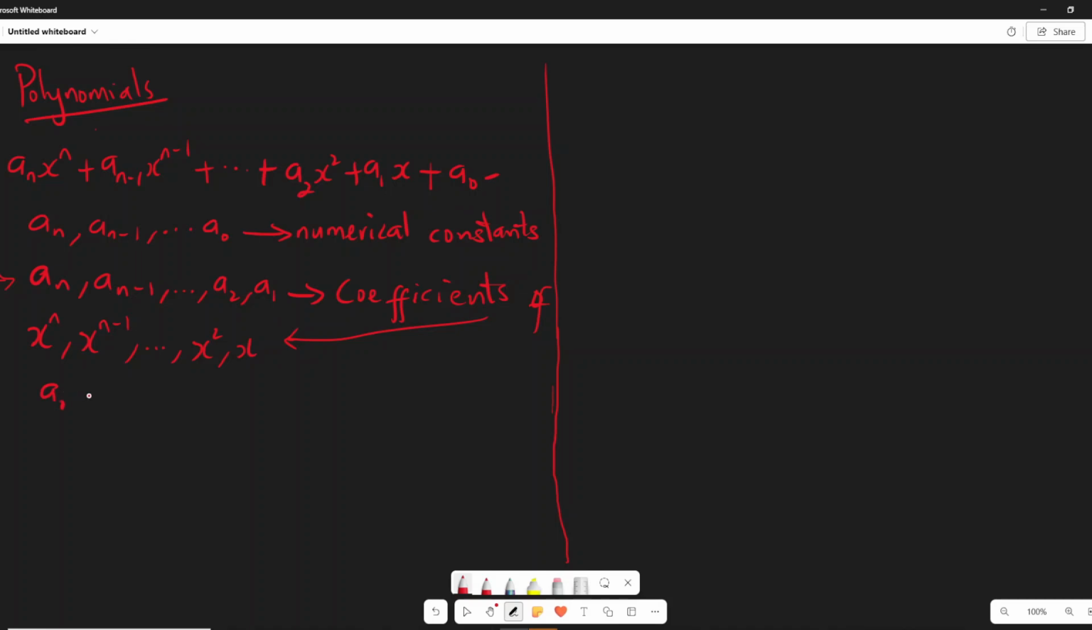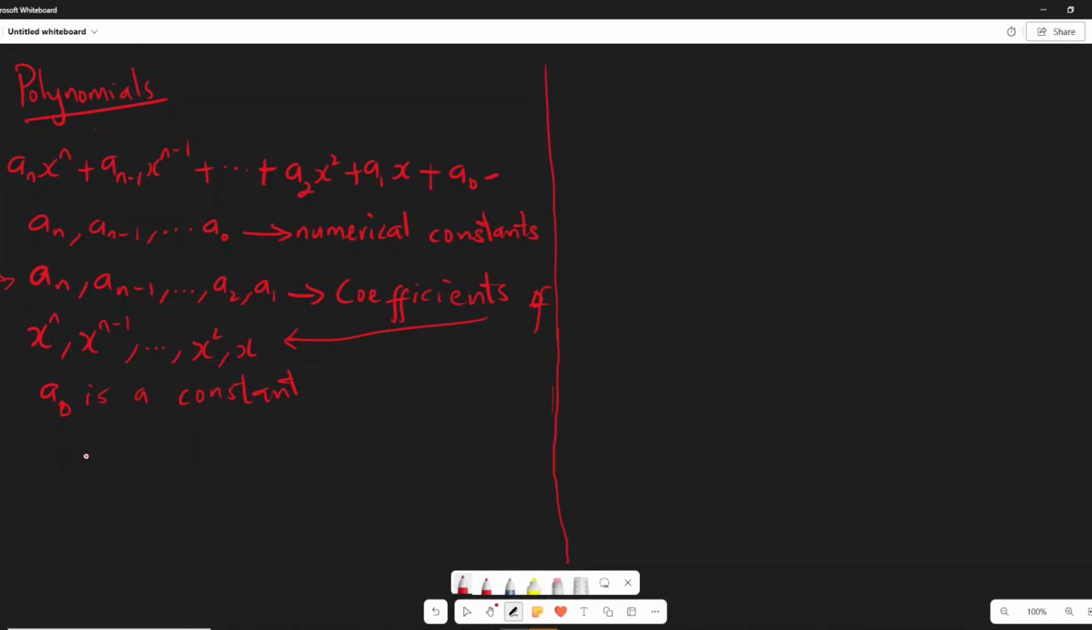Because a subscript 0 is called the constant. A subscript 0 is the constant. It is not a coefficient. It is not attached to a variable. So a subscript 0 is a constant, or is the constant in that particular polynomial expression. Alright?